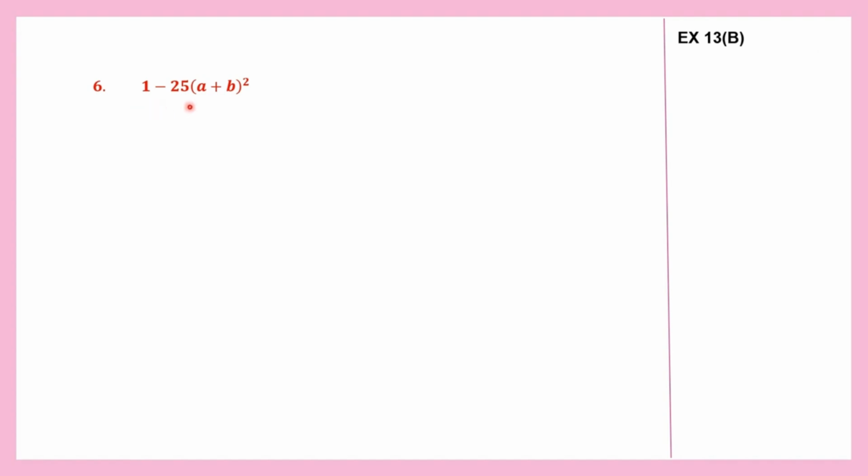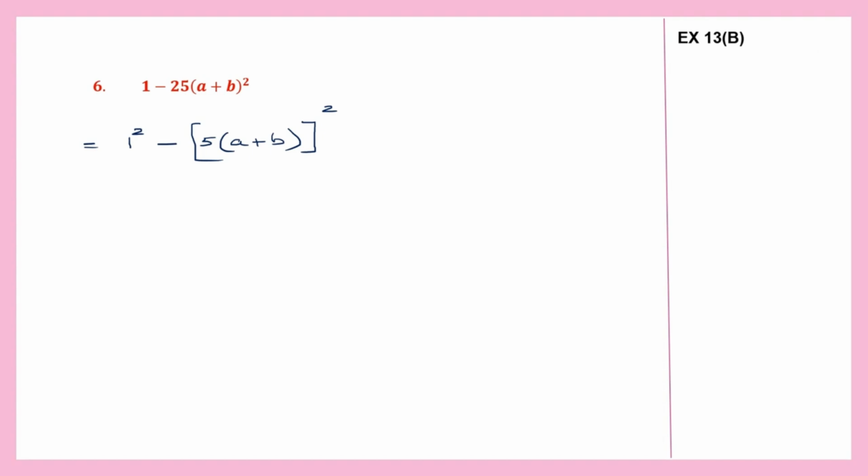Question 6 is 1 minus 25 into a plus b the whole square. So again we can change this to the form of a square minus b square. So 1, if I write it as 1 square, it's going to remain the same, 1 square. Minus, now this part is already a square, whereas this is not a square. So this also we should put in the form of a square. So that will be 5, because 5 into 5 is 25. So 5 into, we can write a plus b. Now if I square this whole thing, then it is correct.